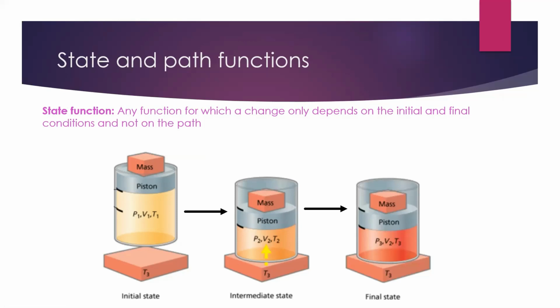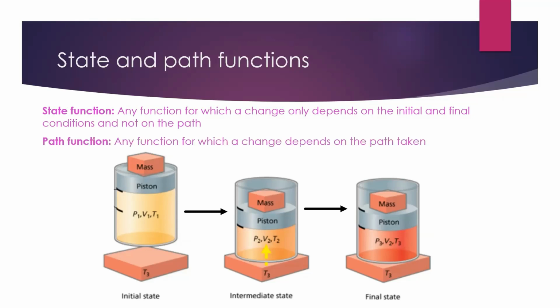Now, if we wanted to figure out the change in internal energy of this process, this intermediate state is irrelevant. We don't need to know that it ever crossed into P2, V2, T2. We just need to know it started at P1, V1, T1 and ended at P3, V2, T3. And that's enough information for us to figure out how the internal energy changed as a function of this process. That is not true for path functions.